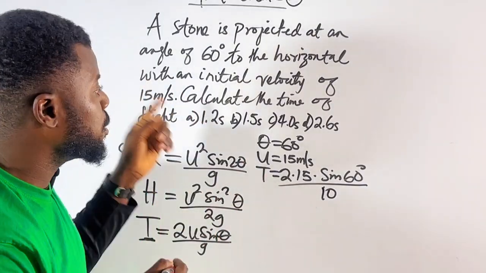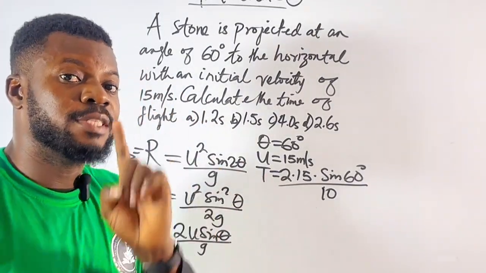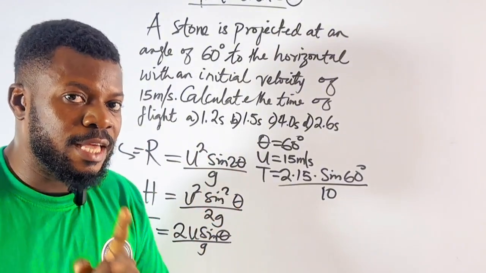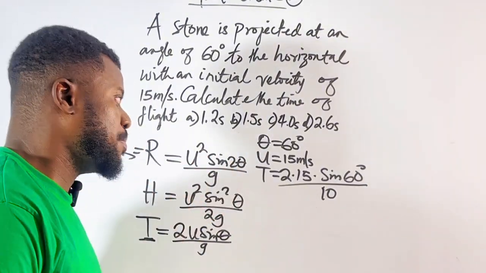Except they give you g, then take g as 9.8 meters per second squared and use 9.8. If they do not give you, use 10, especially if you are in Nigeria writing these post-UTME exams.